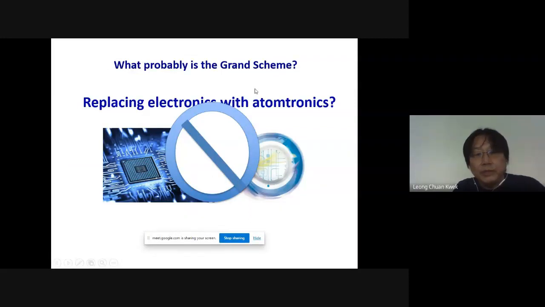So is there a possibility? What is the grand scheme of things? Are we replacing electronics with Atomtronics in the future? Well, if that were the case, we would be completely mistaken, because it is impossible to replace electronics with Atomtronics. Electronics are cheap and handy and just simply plain easy to manipulate. You don't need low temperature, you need none of these effects.